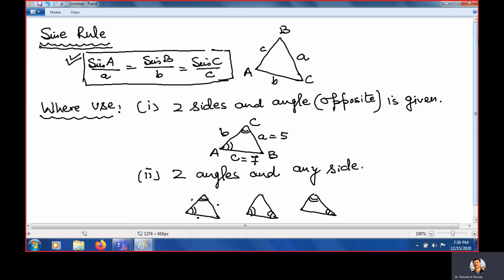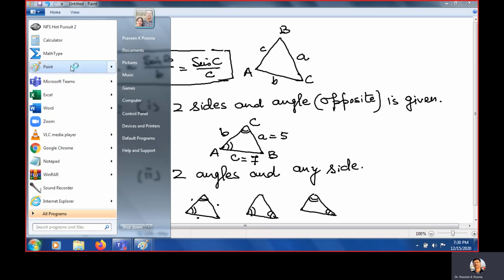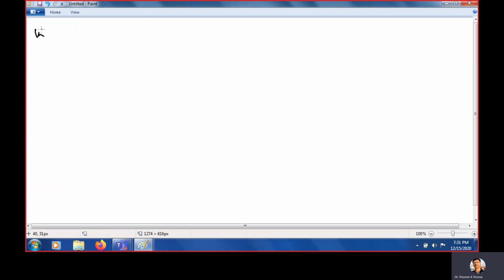Clear? Now the question comes, where can the sine rule not be used?